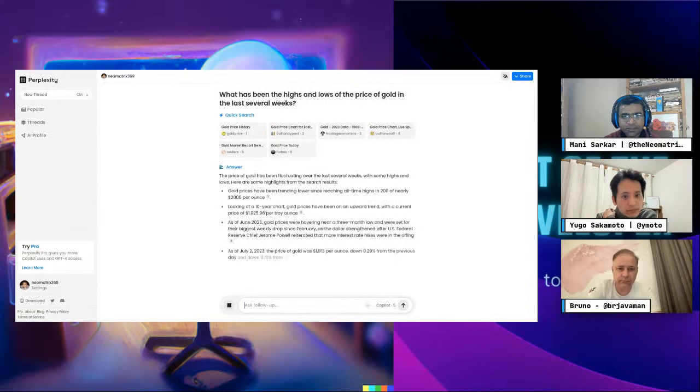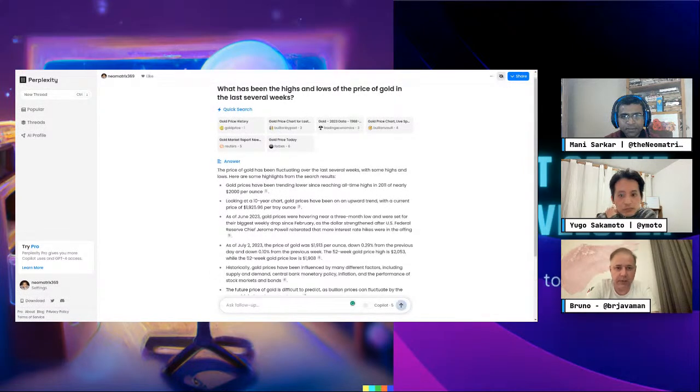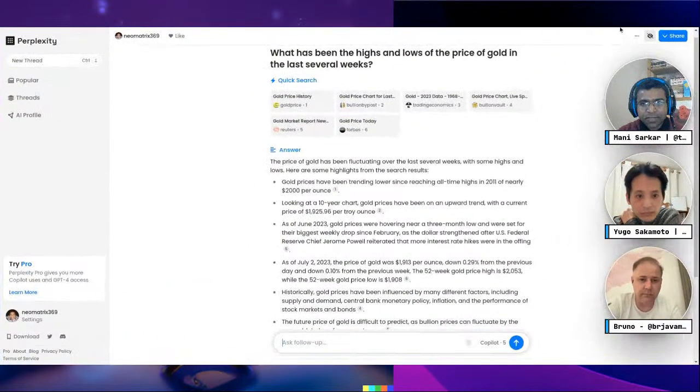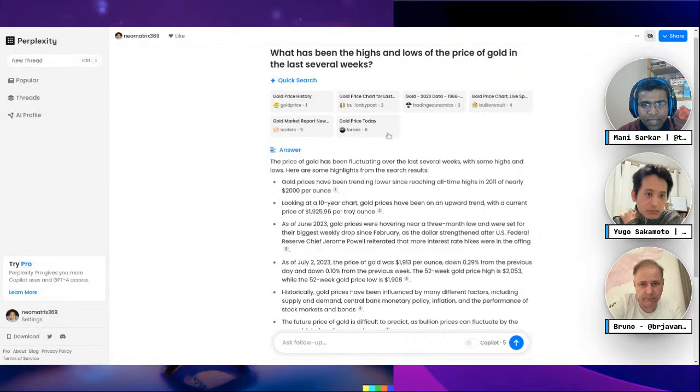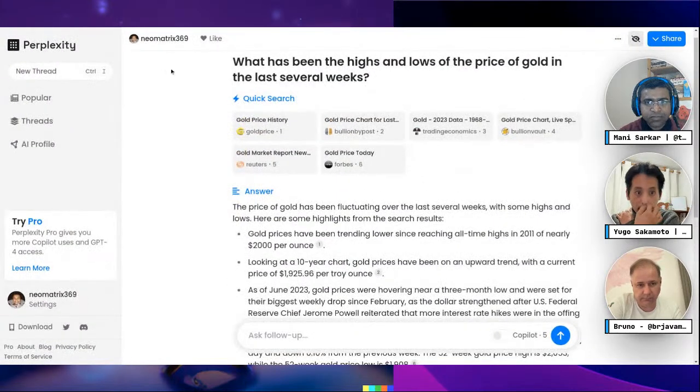Can you now see the answer? Yeah, we can see it. I went to that website, I opened up the extension, I typed the question in the extension, and it took my question and searched on that domain for the answers to my question. Right. So I'm going to increase the font size. My question was, what has been the highs and lows of the price of gold in the last several weeks? And these are all the other links which we won't go into.